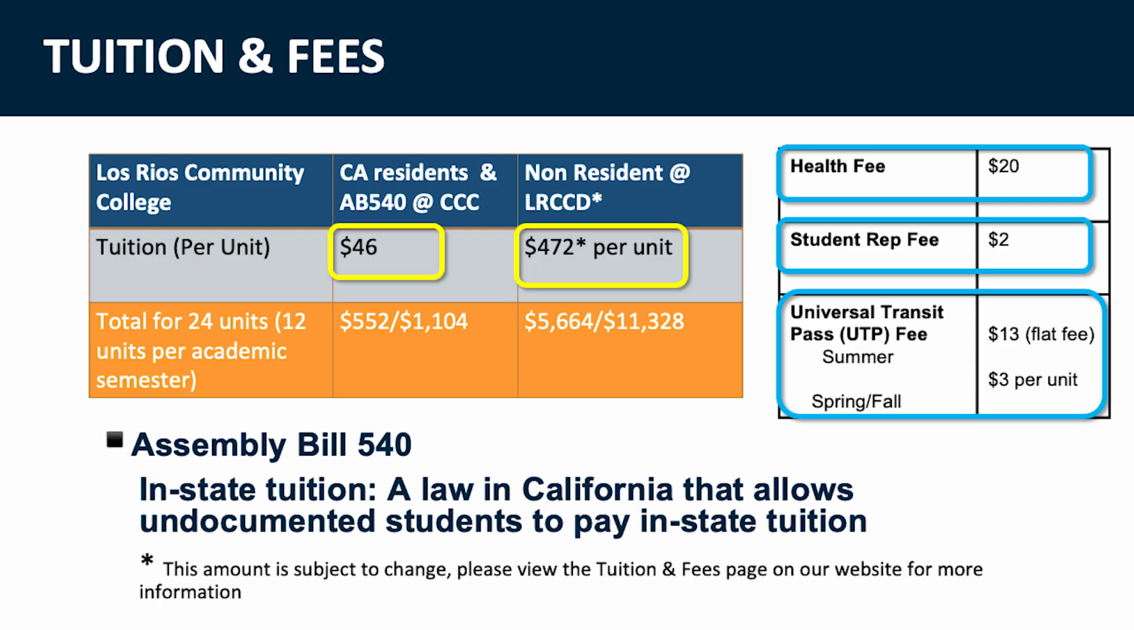Please also be aware that there are fees that the Promise programs do not cover. This includes a $20 health fee, a $2 student representation fee, and a universal transit pass fee, which is a flat fee of $13 during the summer and $3 per unit in fall or spring. Remember, you are responsible for paying these fees even if you receive a tuition waiver.